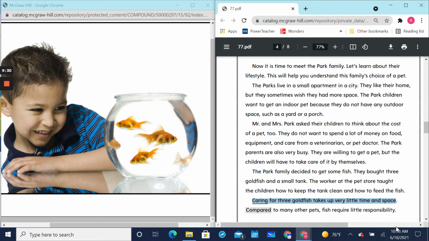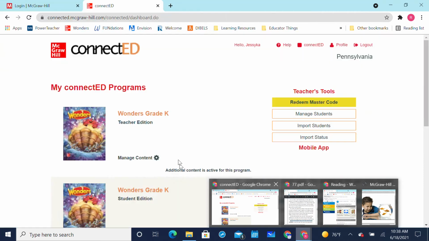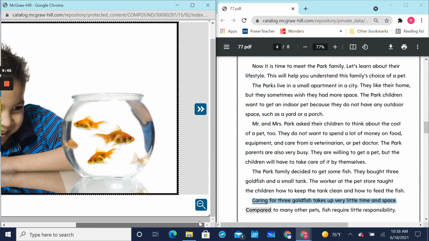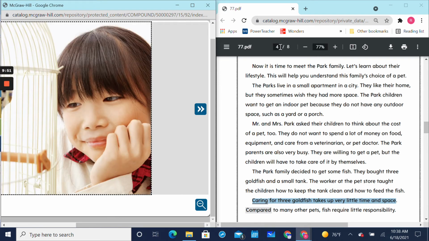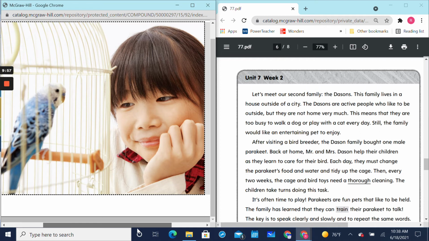Oh yeah. Now I wonder, what will the next pet be? What pet do you think we will read about next? Let's find out. Make your predictions now. This next pet is a bird. Were your predictions correct? Did you predict that there would be a pet bird? Let's read and find out why this family chose a pet bird.